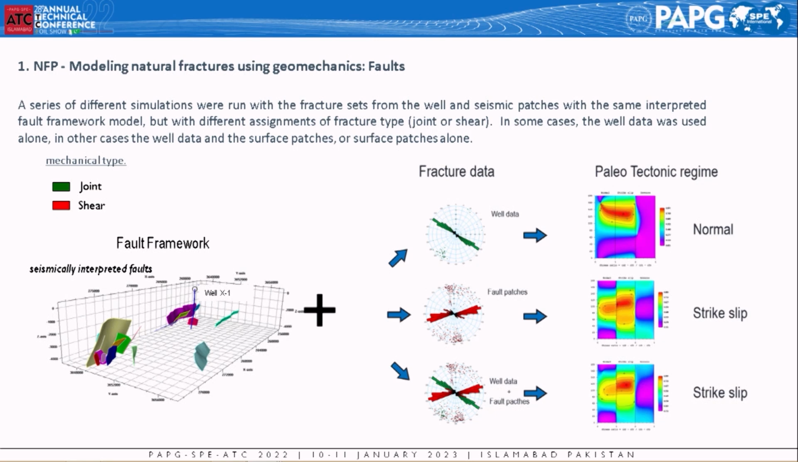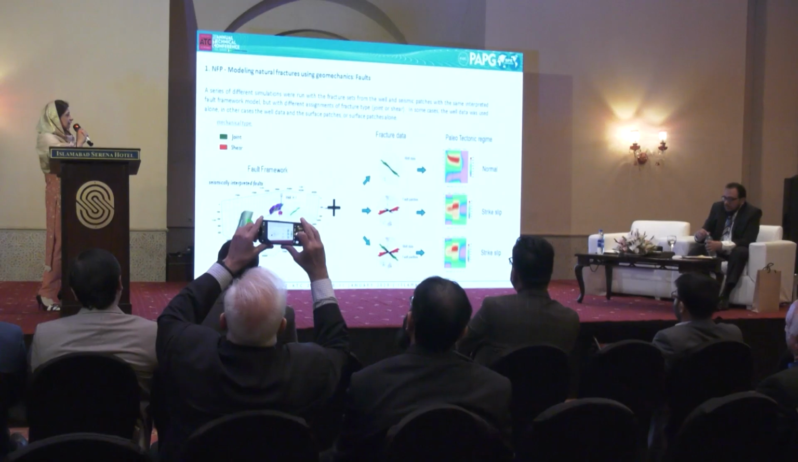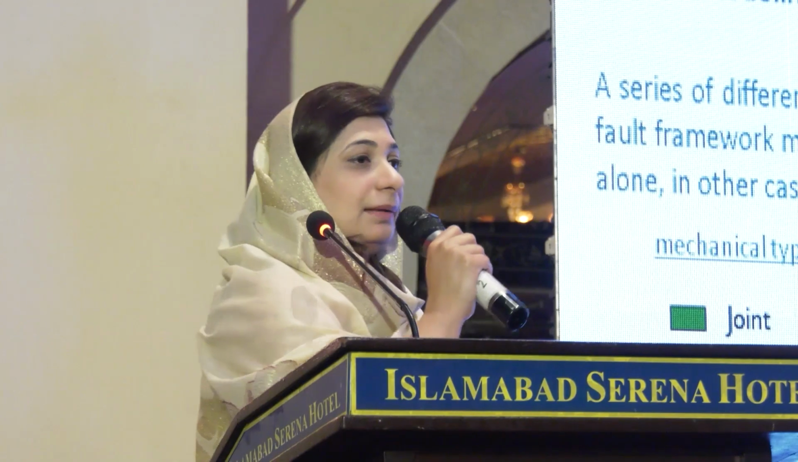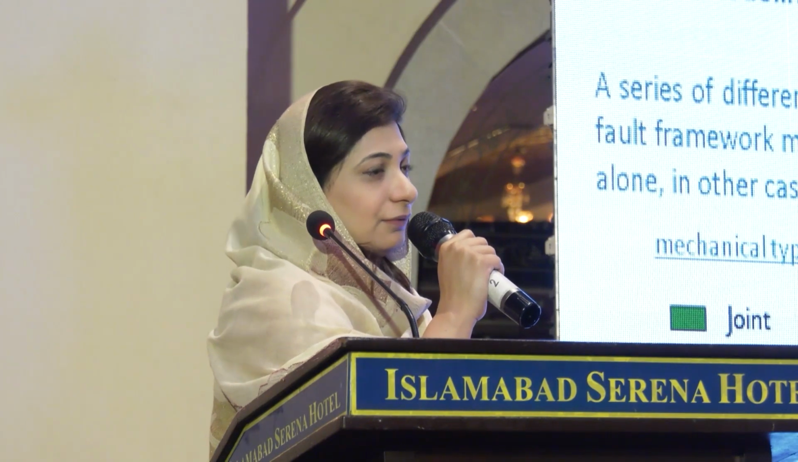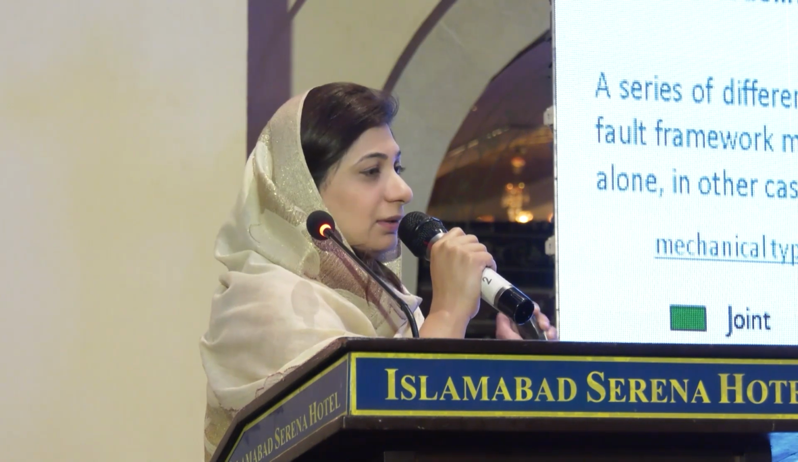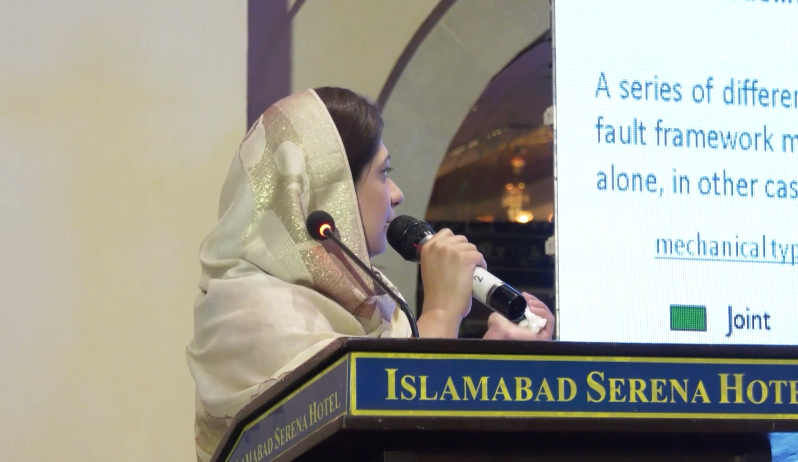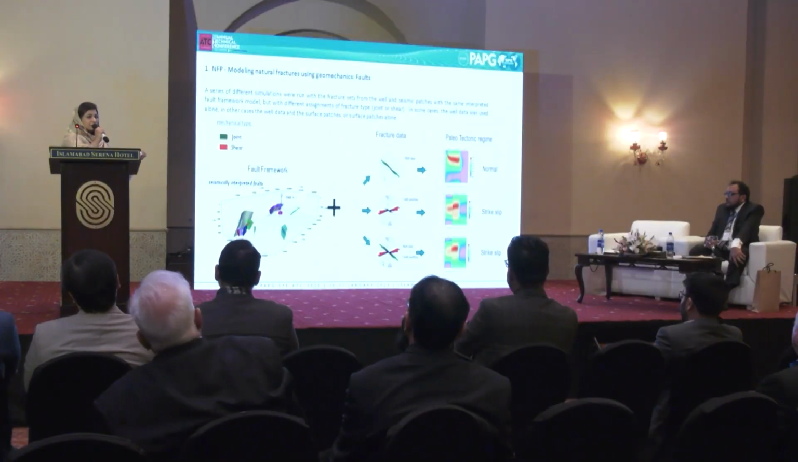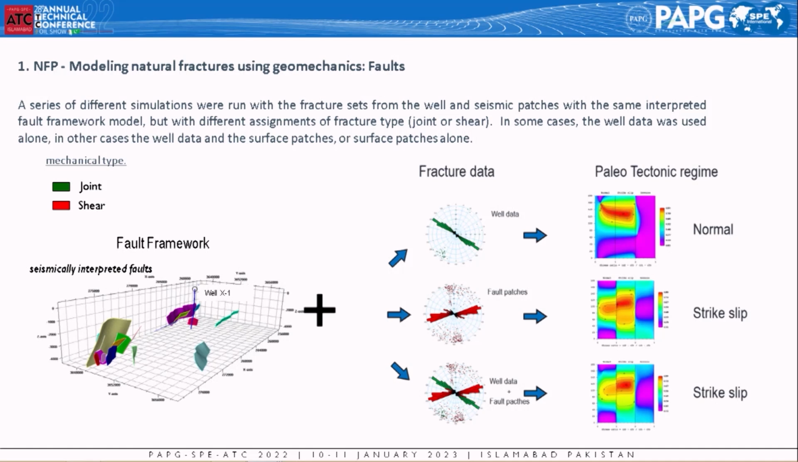So let's talk about the first parameter, which is the geomechanics related fault fracture system. In this, the main input is the 3D subsurface structure model. And for the modeling of this NFP, basically we have to assign well data the mechanical type of the fractures, either these are joint or shear fractures, etc. And similarly, fault patches which were produced during the seismic attribute part were also assigned the mechanical type.